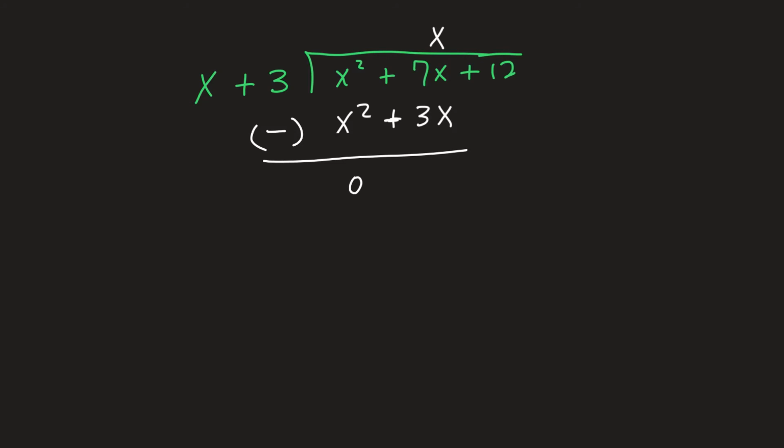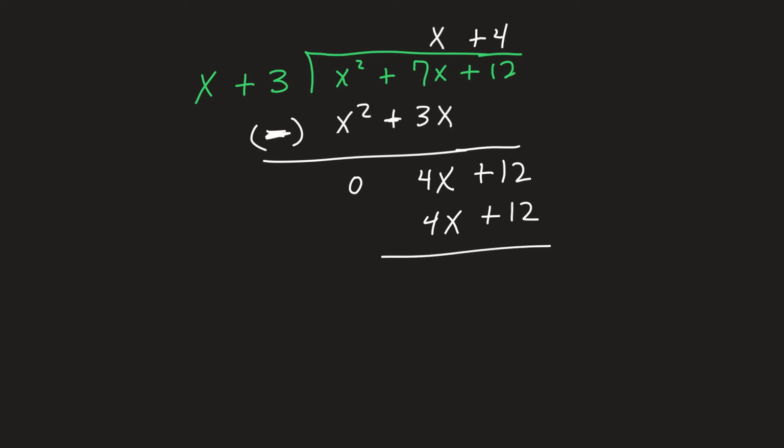which it does. And then 7 minus 3x gives me 4x. Then I'll bring down the 12, or plus 12. And now I'm going to repeat. I've got to think in my head, x here times what will give me 4x? Well, multiply times 4, so I'll put a plus 4. Multiply 4 and x together, and we'll get 4x. And then 4 times 3 gives me 12. I'll subtract, I get a remainder of 0.